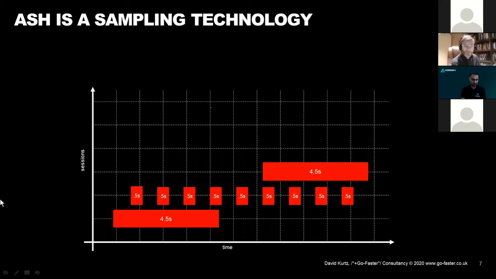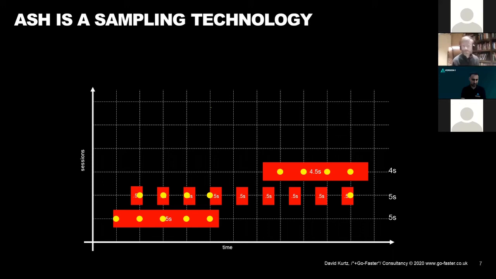And you will see where they intersect with the samples, and where they intersect with the samples, we collect ASH samples and we record them. And ASH records either 4 or 5 samples, depending on how the sessions fall across the sample points. And we say that those sessions have 4 or 5 seconds of database time as far as ASH has detected it. So it's a sampling technology.